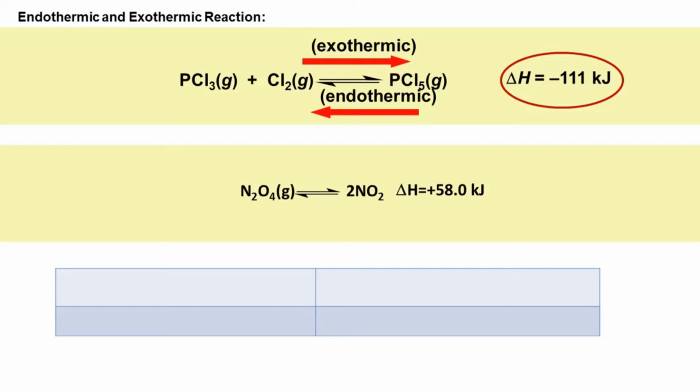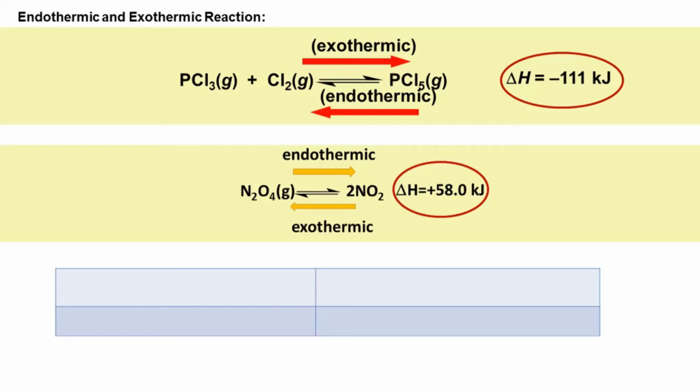In the second reaction, delta H is positive. This means that the forward reaction, dissociation of dinitrogen tetroxide to nitrogen dioxide, is an endothermic reaction. The reverse reaction, where nitrogen dioxide molecules combine to form dinitrogen tetroxide, is an exothermic reaction. To recall, exothermic reactions are reactions that release heat, while endothermic reactions absorb heat during the reaction.